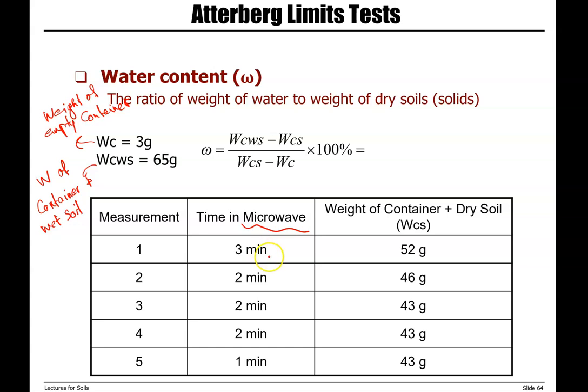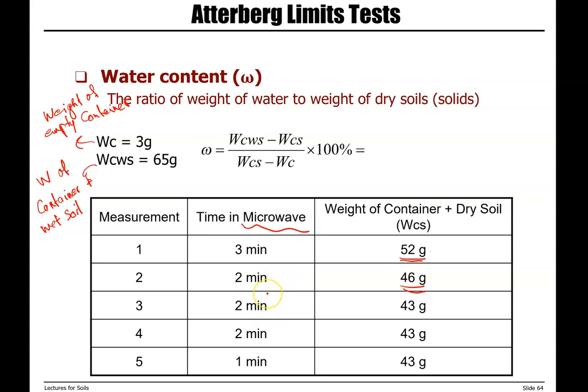First we dry for 3 minutes, then measure weight of our container plus the sample and have 52 grams. Then we do another 2 minutes of drying and measure weight of sample again. So you see that the weight is going down. It means that the moisture is being removed.